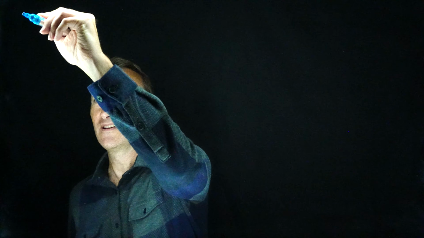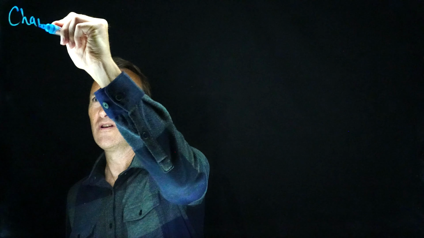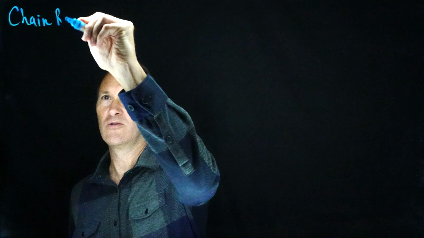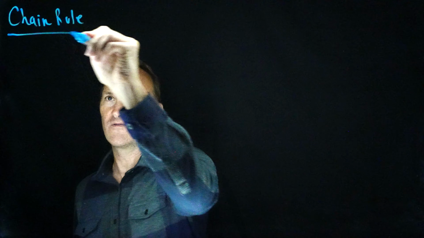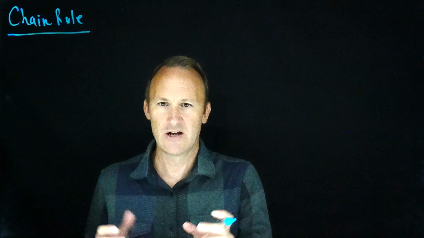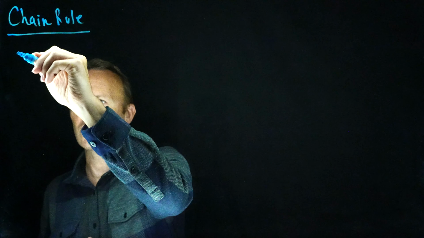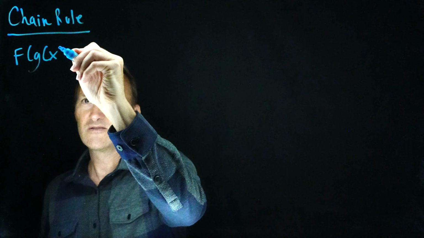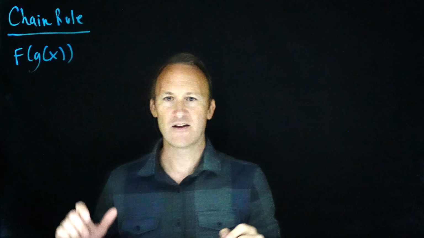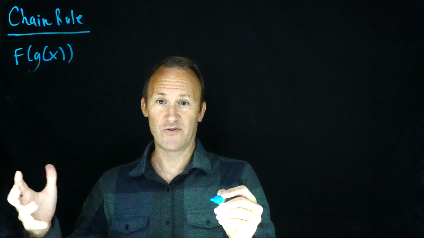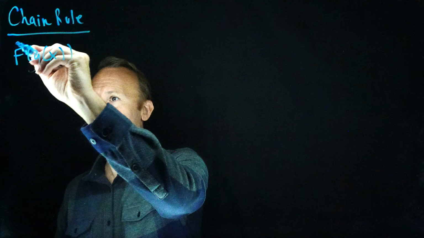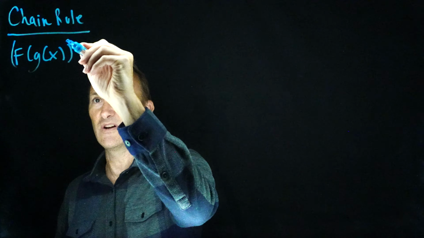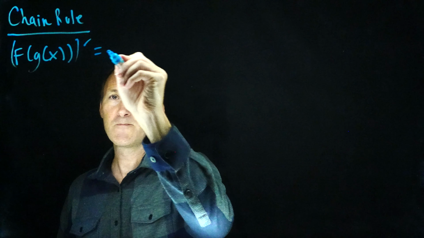It is time for a very exciting topic, the chain rule. So what is the chain rule? The chain rule is an invaluable tool that you need to take the derivatives of functions within other functions. So consider f of g of x. The idea here is that you've got one function inside of another function, very common in math. What we want to know is, what's the derivative of f of g of x?